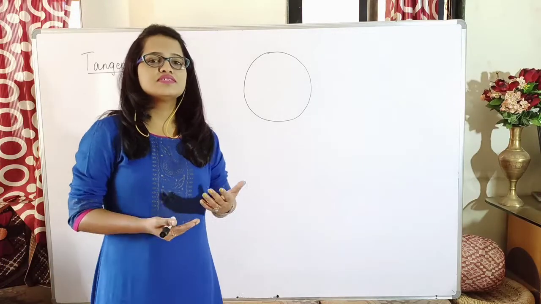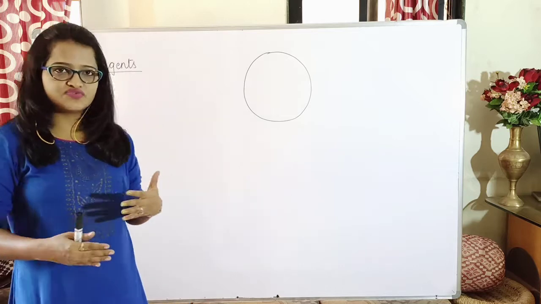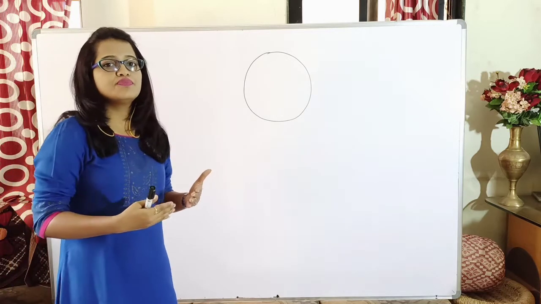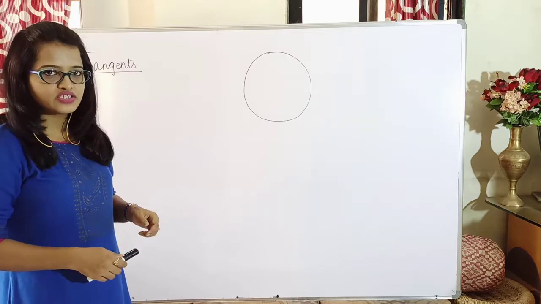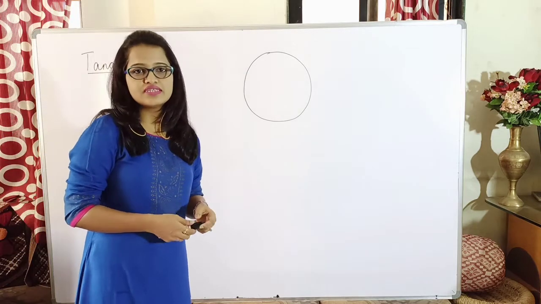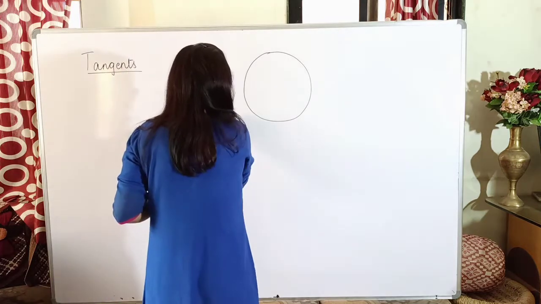Now let us see some theorems with respect to tangents. Before going to that, let us first see what the properties of the tangent are. We have just seen what a tangent is. A tangent is a line which is intersecting the circle at one and only one point.